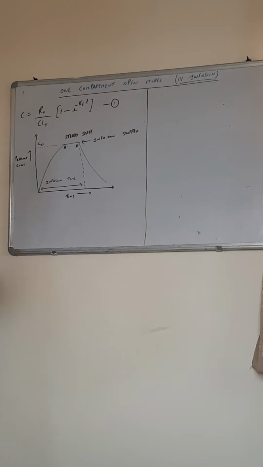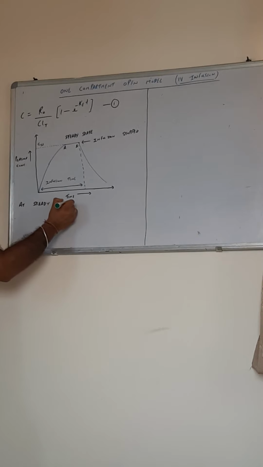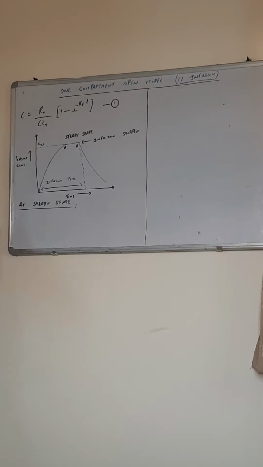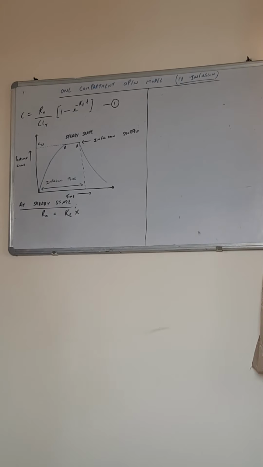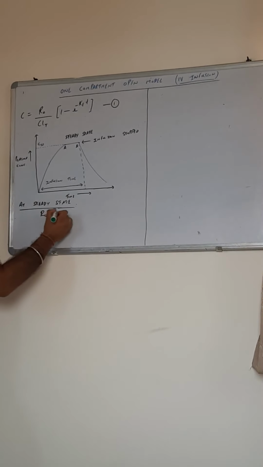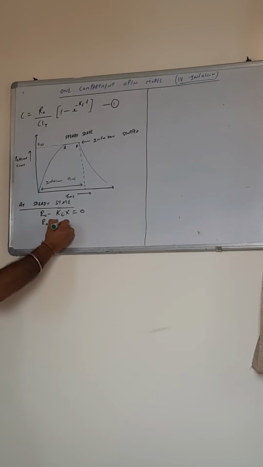Now, what happens at the steady state? At steady state the rate in is equal to the rate out, which means R naught is equal to KE X. Let us see once again: R naught minus KE X is equal to 0, or R naught is equal to KE X.